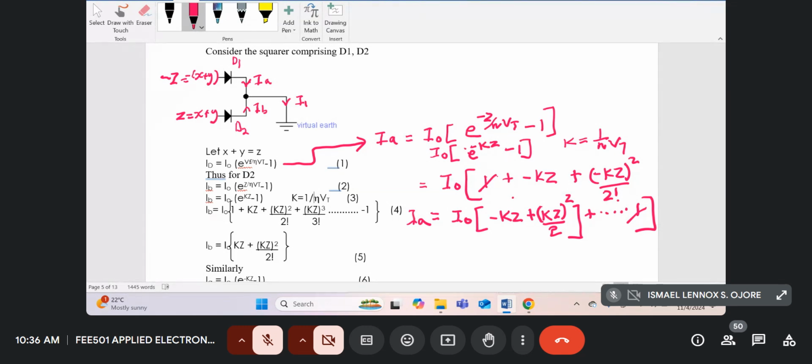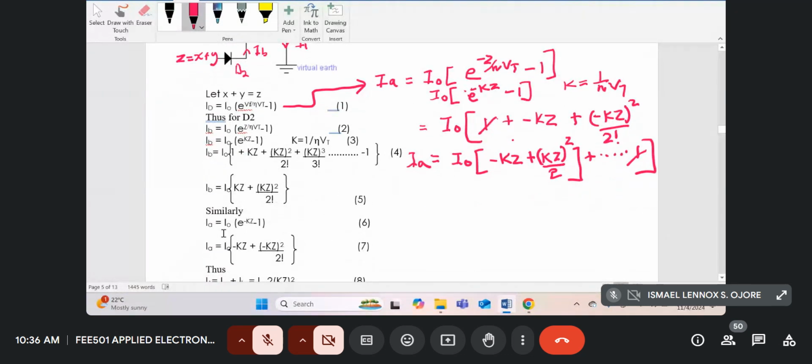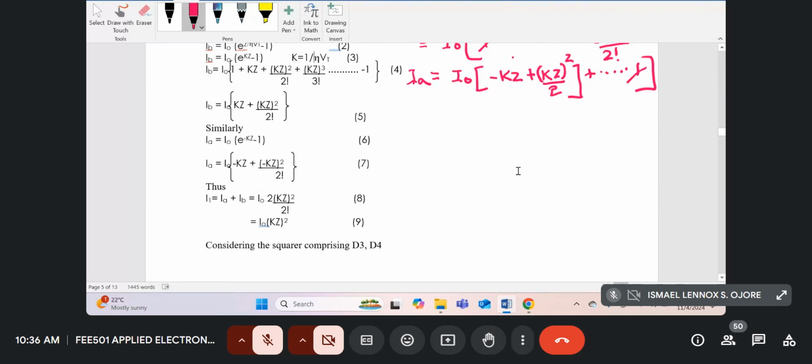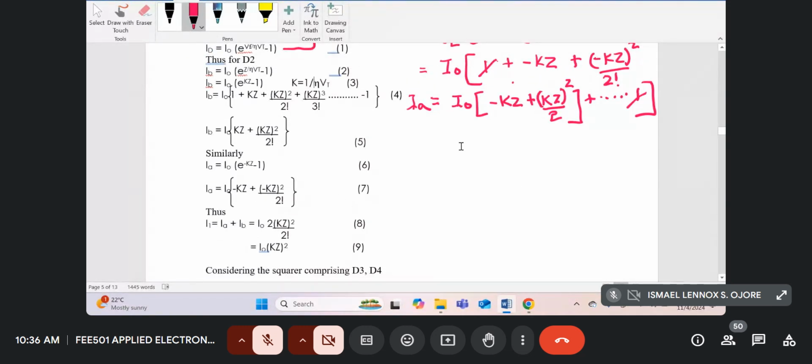So I've done this for those who are not able to see directly, because I've just put the result here in the notes instead of typing it twice. So we got I_B is equation 5. And similarly, I_A is that. Okay. So you get this, minus kz, equation 7. Is this equation over here? Minus kz plus minus kz squared over 2 factorial.